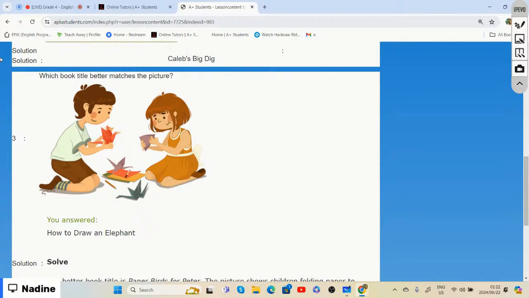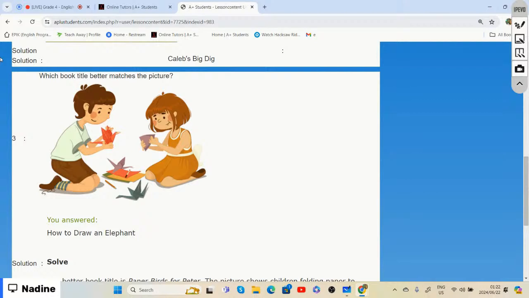Yes, which means that they are making swans or they're making origami, and they're making it out of paper, right? So they're making it out of paper. So we can see that they are either making paper swans, paper birds, right? Origami out of paper, right?